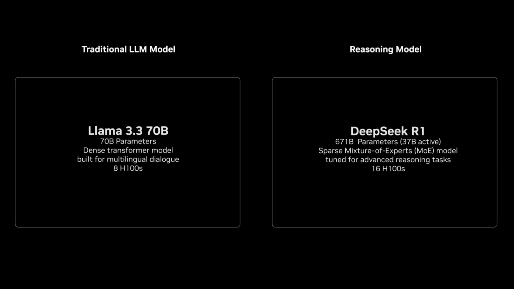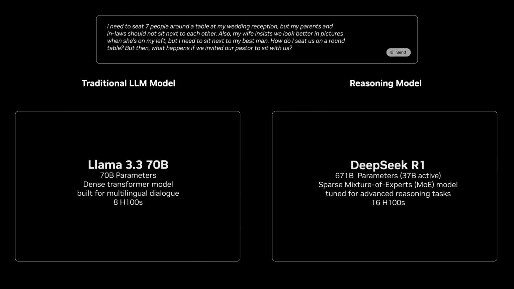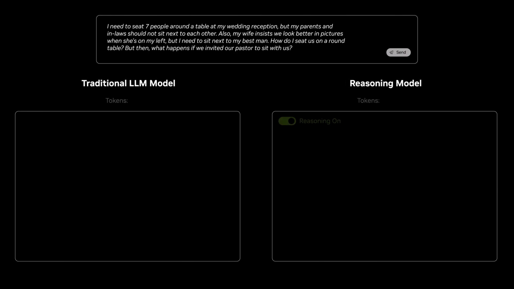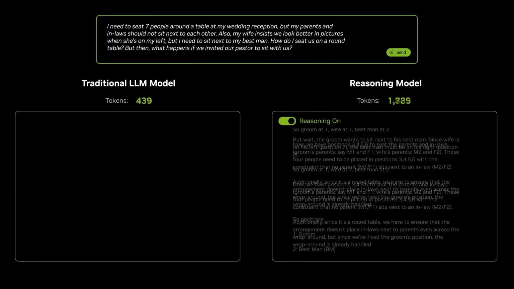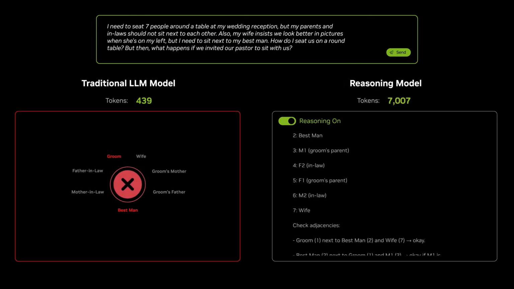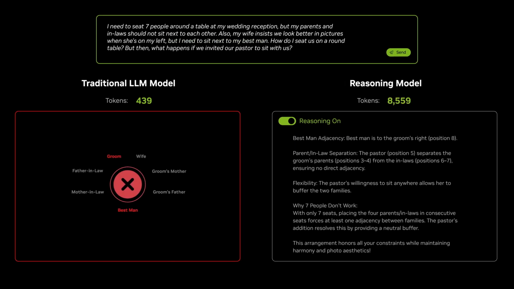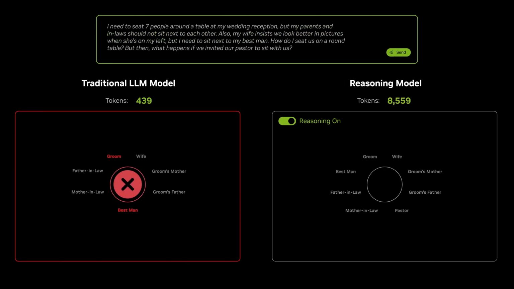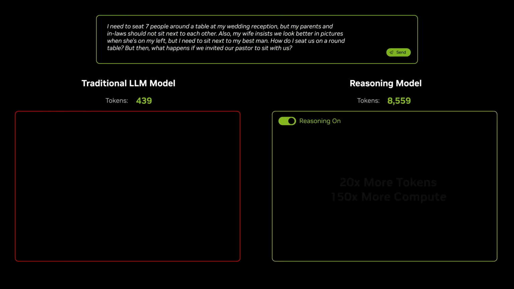Traditional LLMs capture foundational knowledge, while reasoning models help solve complex problems with thinking tokens. Here, a prompt asks to seat people around a wedding table while adhering to constraints like traditions, photogenic angles, and feuding family members. Traditional LLM answers quickly with under 500 tokens. It makes mistakes in seating the guests, while the reasoning model thinks with over 8,000 tokens to come up with the correct answer. It takes a pastor to keep the peace.